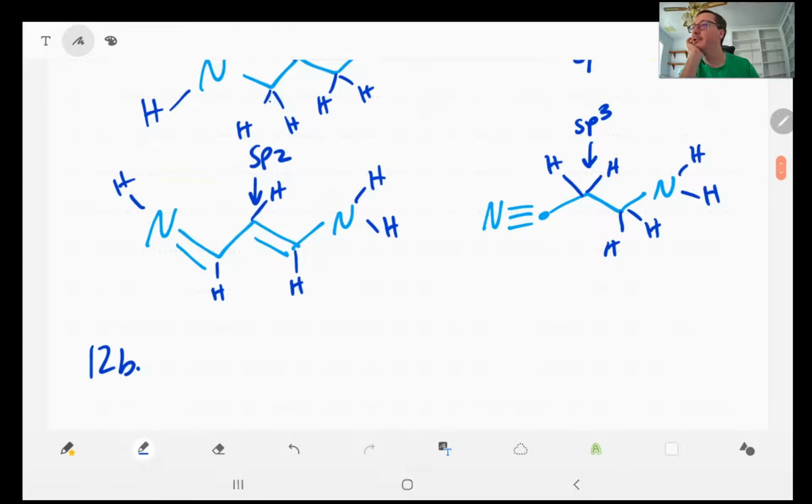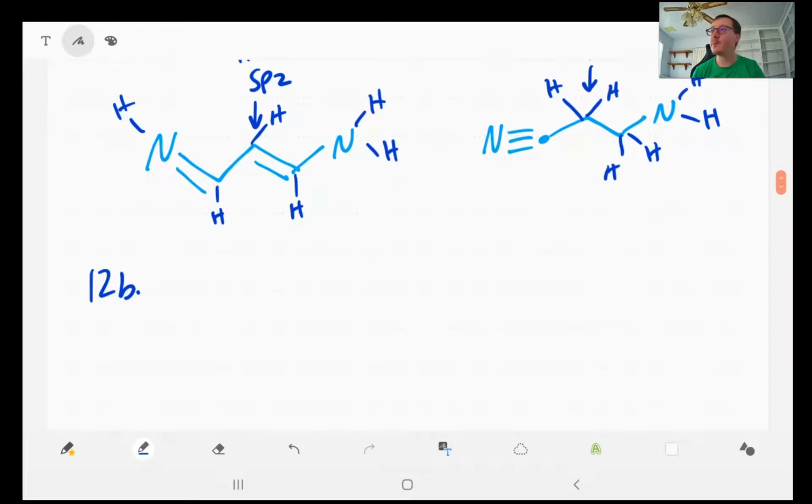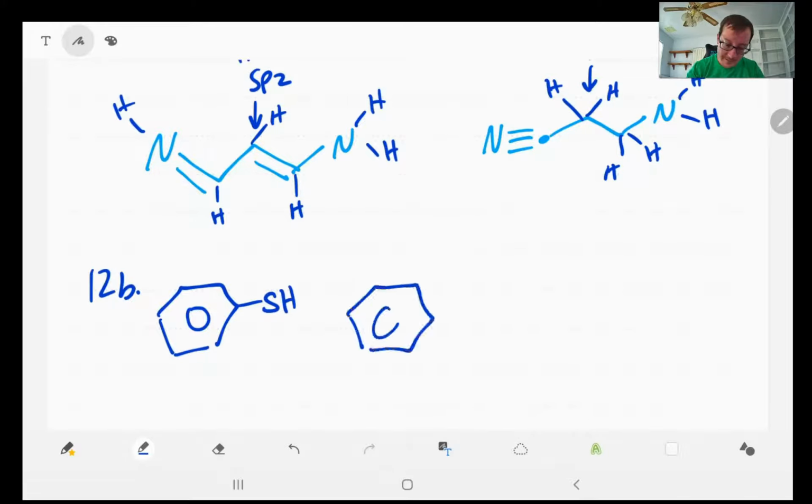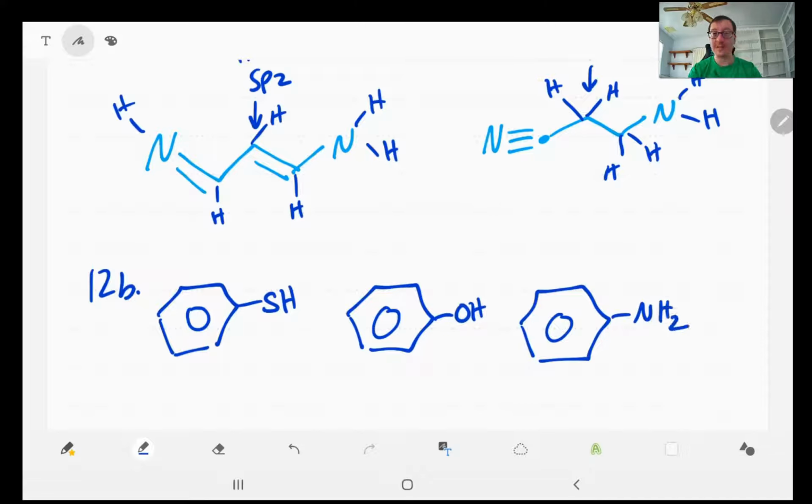So 12b, we are asked to choose the strongest acid and the weakest acid and then draw the reaction between them. Or sorry, we're drawing the strongest acid and the conjugate base of the weakest acid. So 2 parts here. We've got to first figure out the strongest and weakest, and then we'll deal with the reaction.